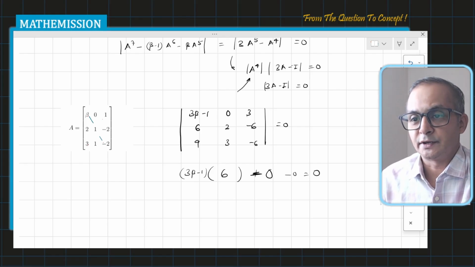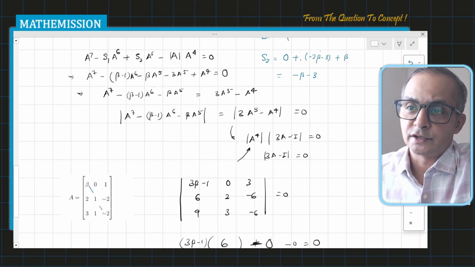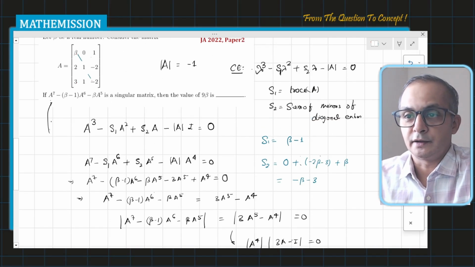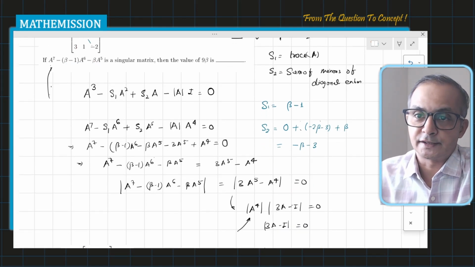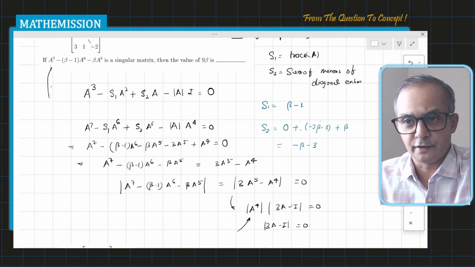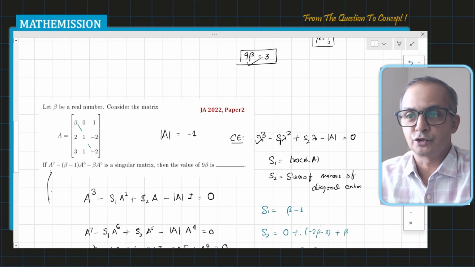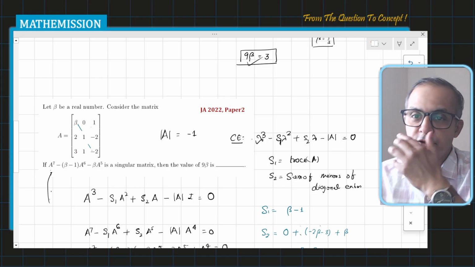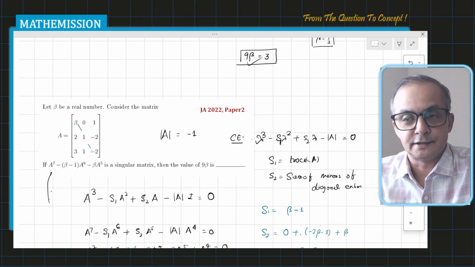So you see, a little easier calculation: we get 3 beta minus 1 is equal to 0, and beta is equal to 1/3, and so 9 beta is 3. So this way is also applicable. If you know the characteristic equation very well, you can try it this way. So I recommend that you should try every question in 1 or 2 ways to explore better mathematics inside it.